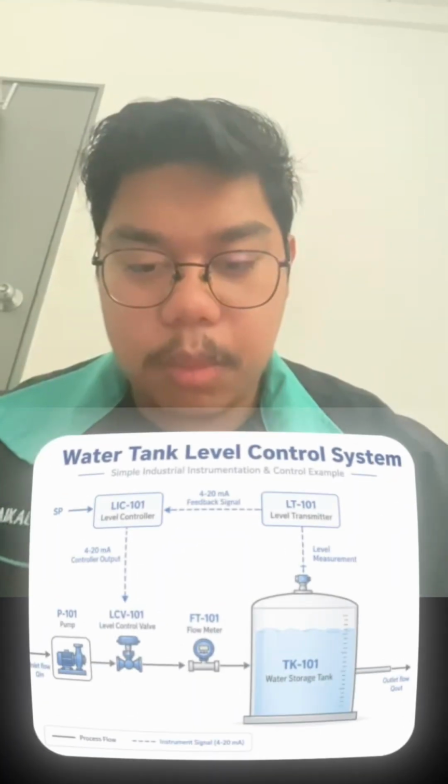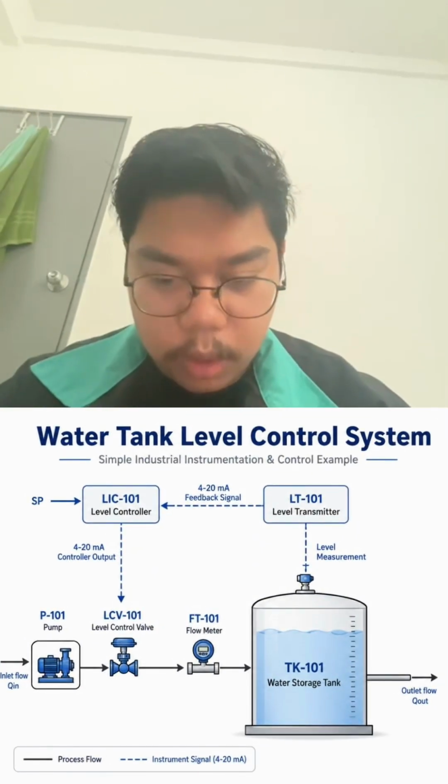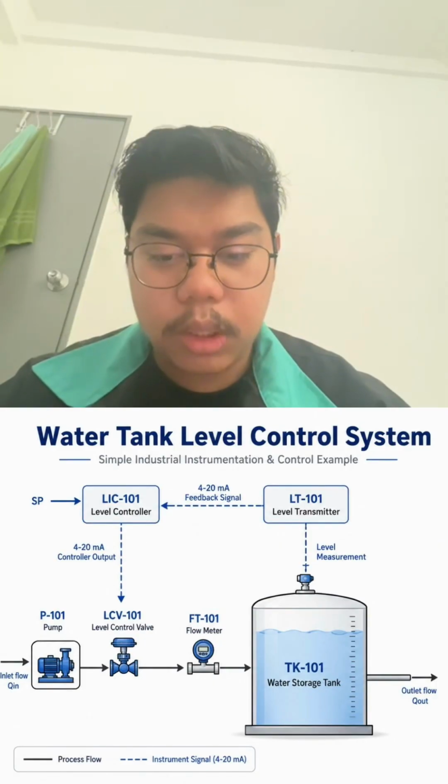In conclusion, the water tank level control system is a simple but important industrial control system. It uses instruments such as a transmitter, controller, control valve, flow meter, and pressure transmitter to make sure the tank level remains safe and stable.